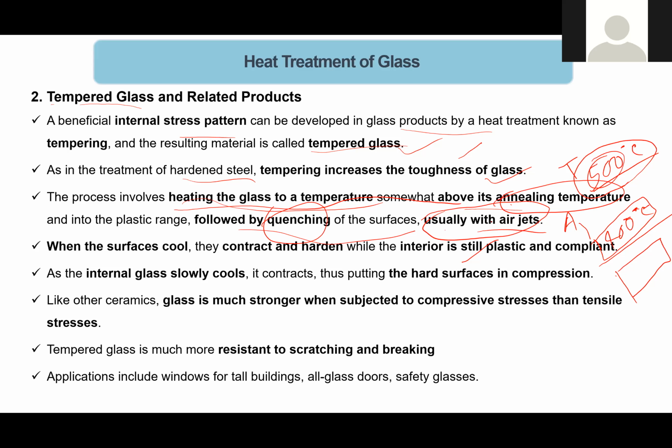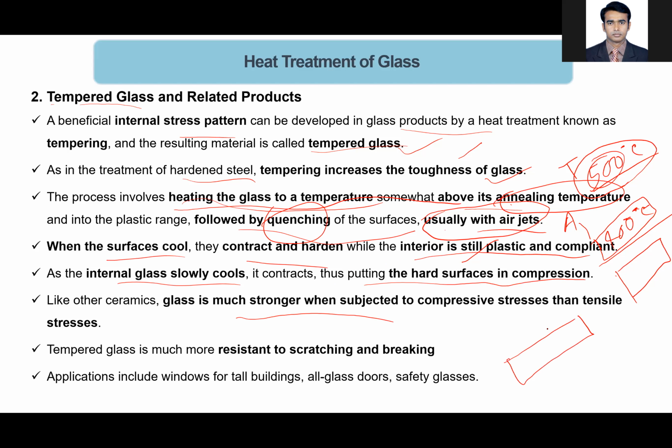So when surfaces cool, they contract and harden while the interior is still plastic and compliant, and the internal glass slowly cools. It contracts, thus putting the hard surface in compression. And like other ceramics, glass is much stronger when subjected to compressive stress than tensile stress. So the summary of this is that when air jets are applied on the surface of the material, the surface cools down first, and internally this material cools slowly.